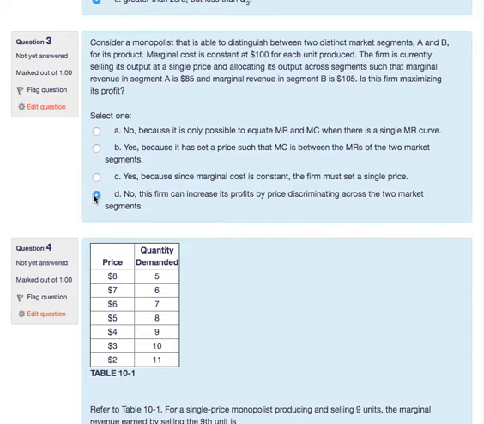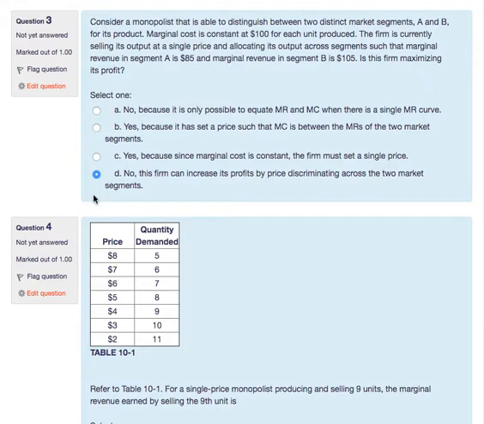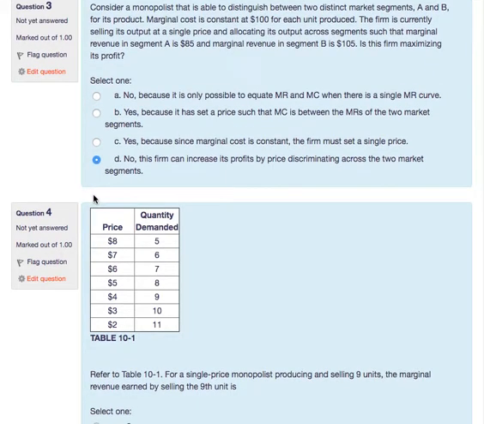So anytime that you have this idea of price discrimination, if you have two different types of markets that value the good differently, you should price discriminate if you can, if your goal is to maximize profits.